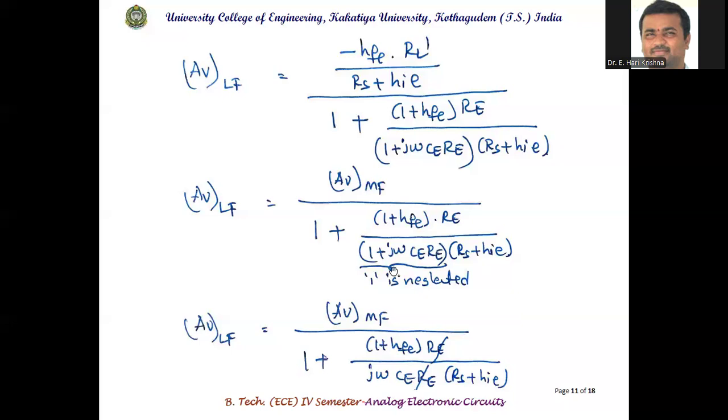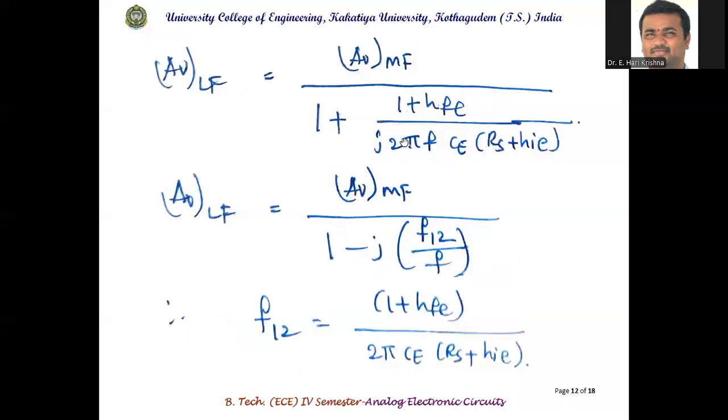We can do the analysis considering this one also, but it's a complex analysis. To make it very simplified, one is neglected here. RE gets cancelled. Then the remaining component is AVLF is equal to AVMF by 1 plus HFE by j omega CE into Rs plus HIE. Omega will be substituted as 2 pi f. So 2 pi f is substituted and comparing it with the standard equation, F12 becomes 1 plus HFE by 2 pi CE into Rs plus HIE. This is the cutoff frequency corresponding to the emitter bypass capacitor.